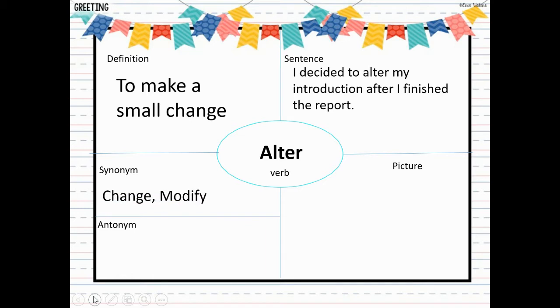So 2 words that mean the same as alter would be to change or modify. 2 words that mean the opposite, or antonyms, would be unchanging or permanent. So if I can't make a change, it's permanent, like a permanent marker. Once it's written in that permanent marker, I'm not going to be able to alter it. So again, the word is alter. Our definition is to make a small change. Our sentence was, I decided to alter my introduction after I finished the report. The synonyms were change or modify, and the antonyms were unchanging or permanent.